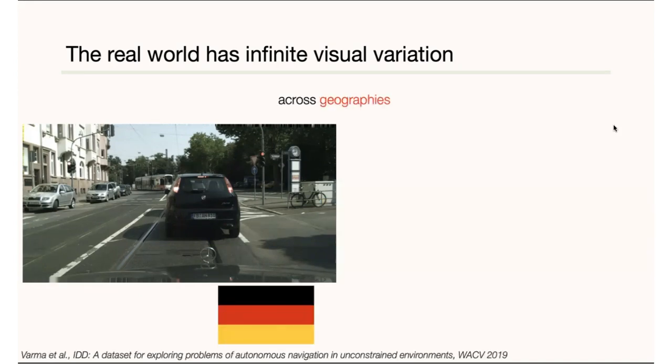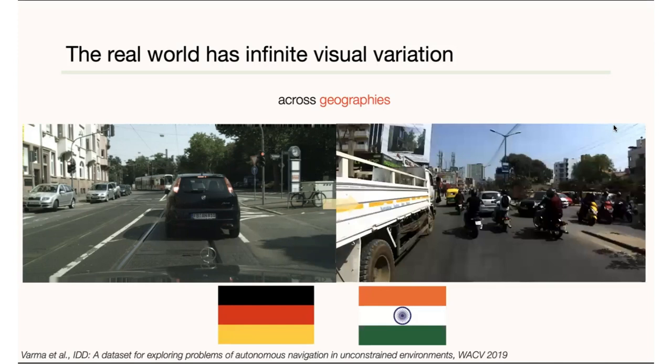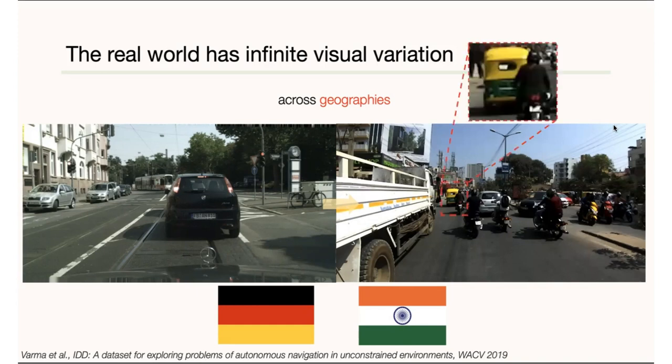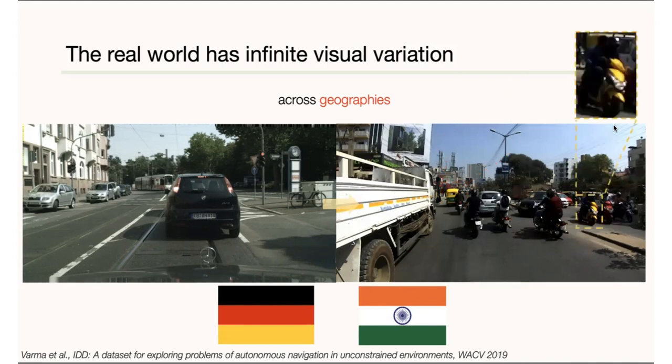And things also look quite a bit different across geographies. So while this image was taken in Germany, if you were to consider a driving scene in India, you can see that things look quite a bit different in some more subtle ways than others. So for one, people are driving on the opposite side of the road. The scene is a lot more crowded, but also you end up seeing these kind of novel categories like a rickshaw or a lot of these scooters that you won't see too many of in Germany.